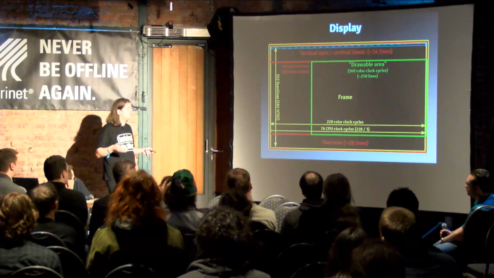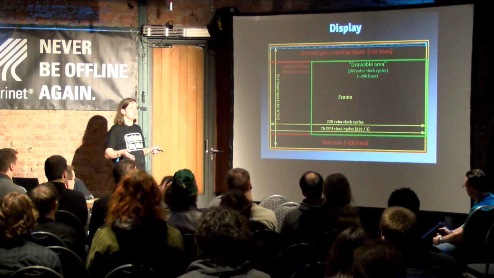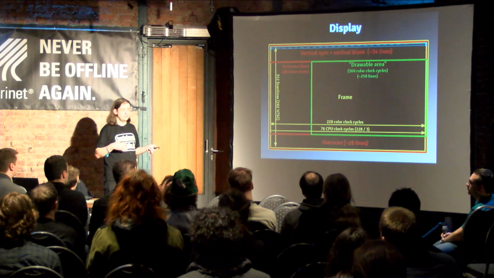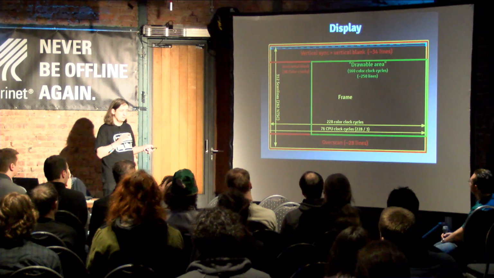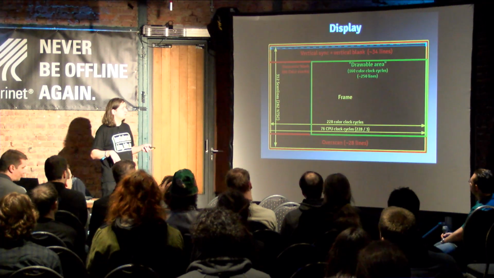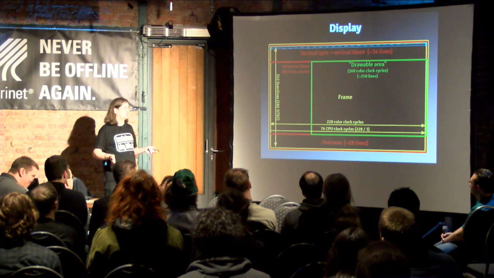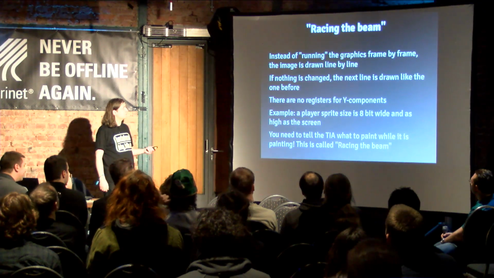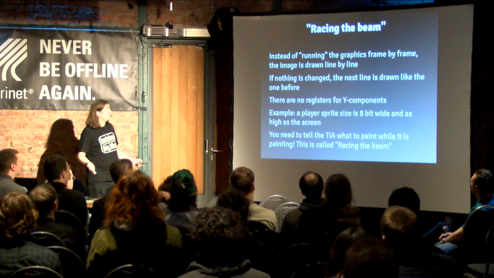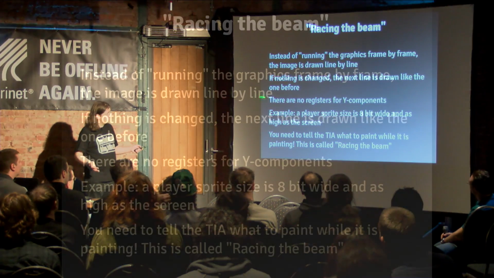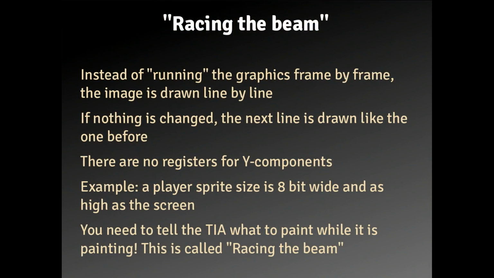This is also something that's very different on the 2600. On the C64 you can do extraordinary effects if you go really deep, changing the registers while the beam travels along. On the 2600, this is mandatory. So instead of running the graphics frame by frame, the image is drawn line by line. And there are no registers for the Y component, because we don't have a Y. We only have the line, and we have to keep count of where we are.